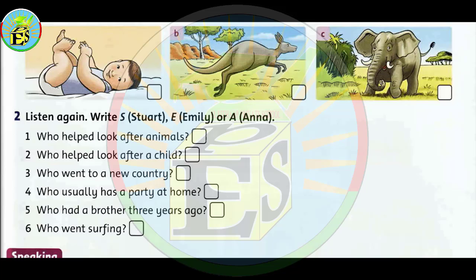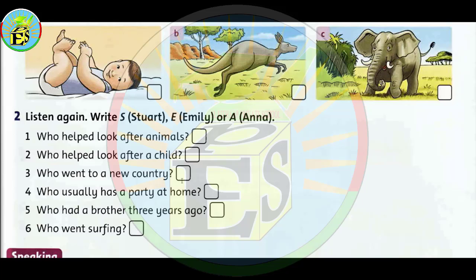So now let's talk about the answers of these sentences or questions that we have here. So who helped look after animals? Regarding the audio that we listened to, she was Anna. So you have to write the letter A right here. Number 2, who helped look after a child? She was Emily. She helped her mother look after her little brother. So write letter E here inside this empty square.